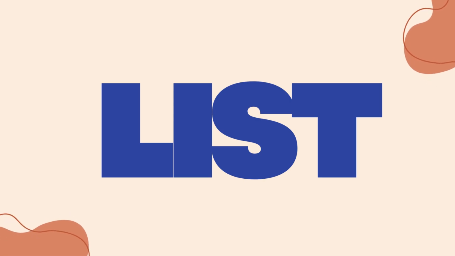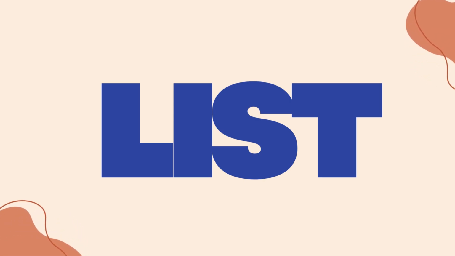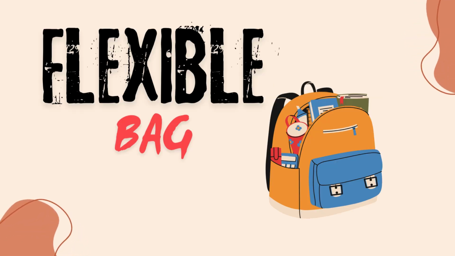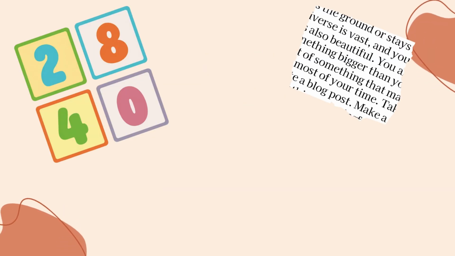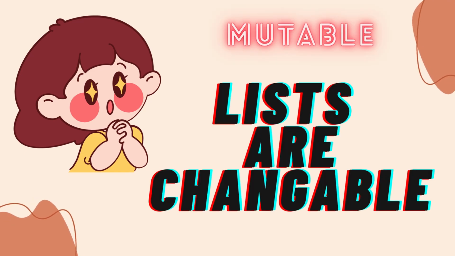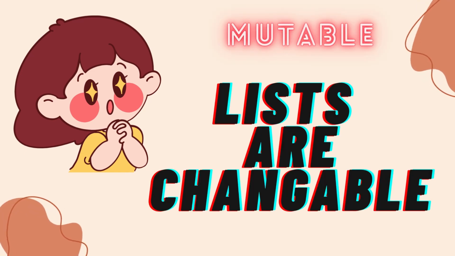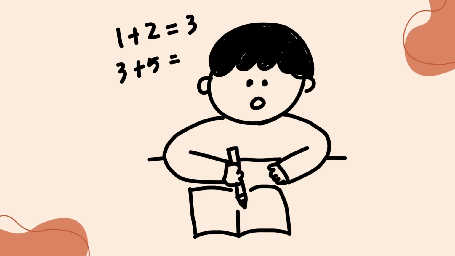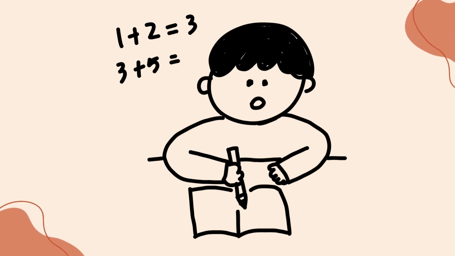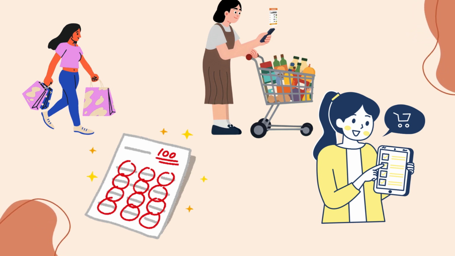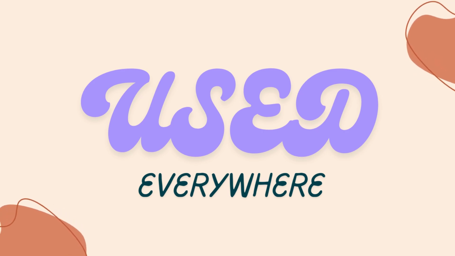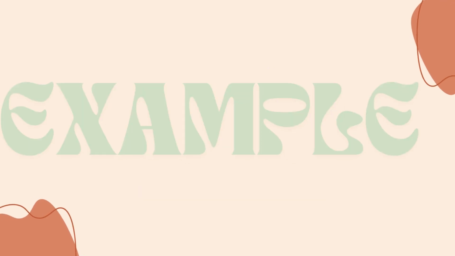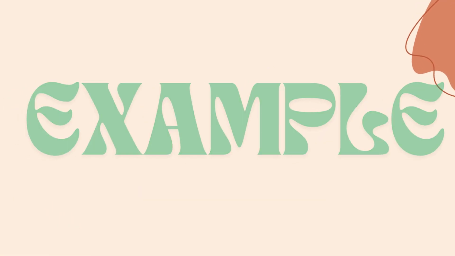The next important data type that we have is a list. It is a flexible bag. A list is a kind of collection of items. It can store numbers, strings, mixed data, and the best part is lists are changeable. These are mutable. You can add things, you can remove items, you can modify items, and you can perform different kinds of operations. So we can consider lists as shopping lists, students lists, scores. Lists are used everywhere. So let's understand these lists with an example.